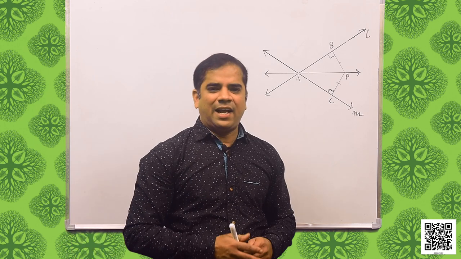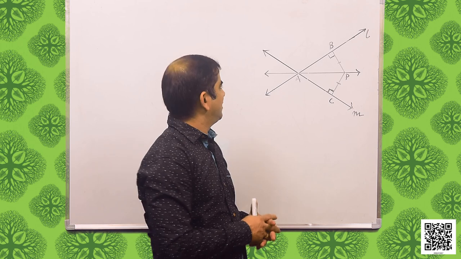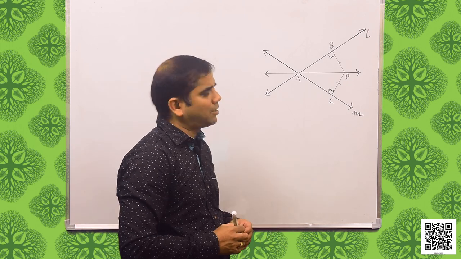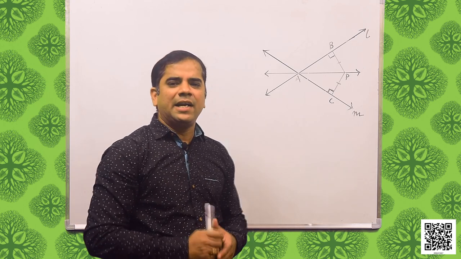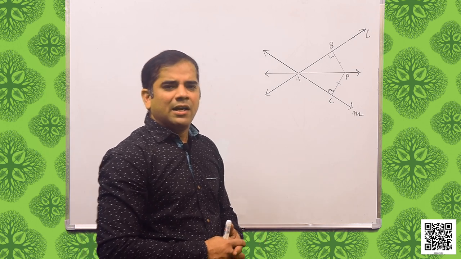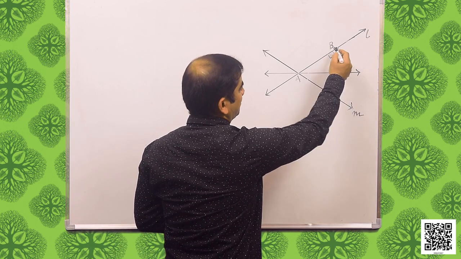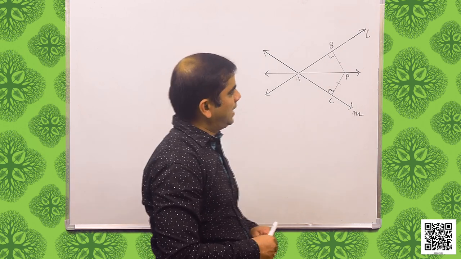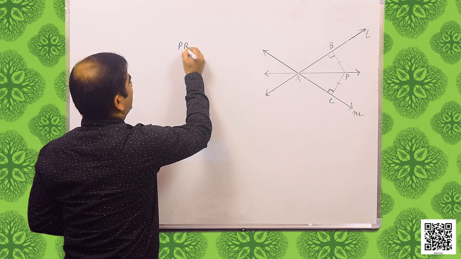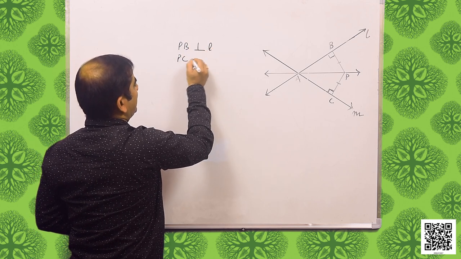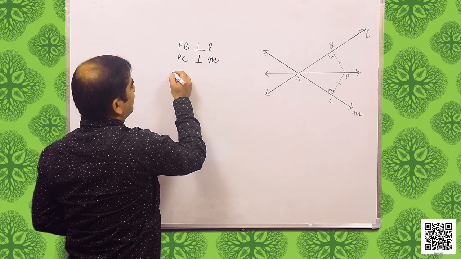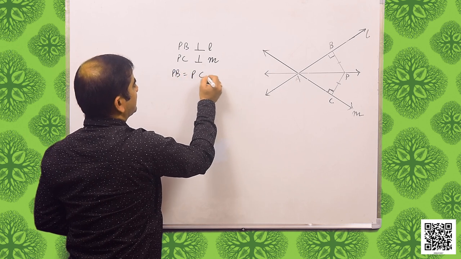Students, now we have two lines L and M which intersect each other at A. It is given in your book as well, and I have constructed the same diagram over here. Okay, line L and M, they are intersecting at point A. Okay, now let PB is perpendicular to L. PB is perpendicular to L and PC is perpendicular to M. And it is given that PB is equal to PC. Fine. So PB is perpendicular to L, PC is perpendicular to M, and PB is equal to PC. This is given.